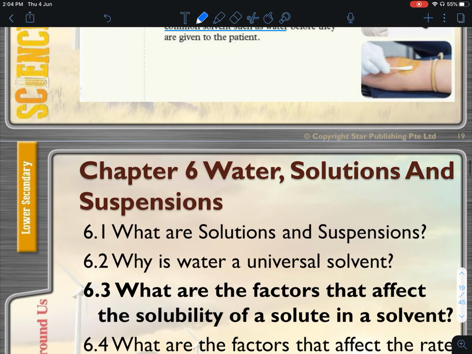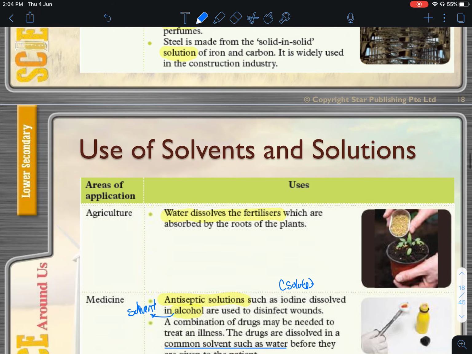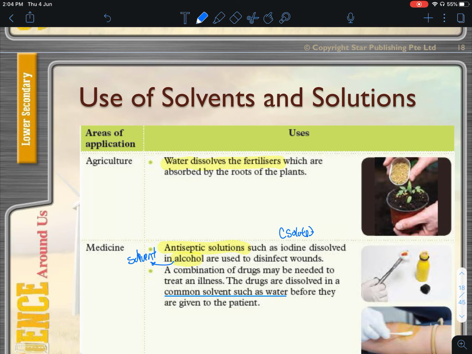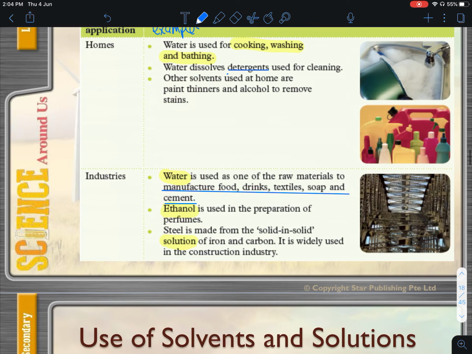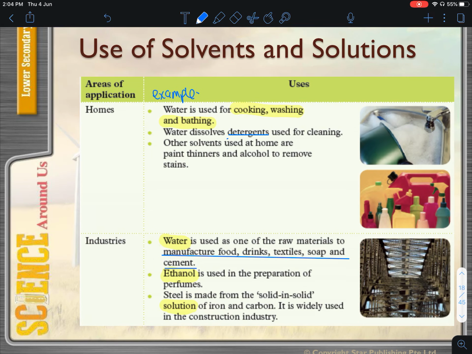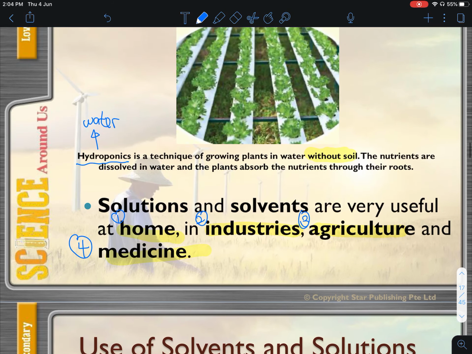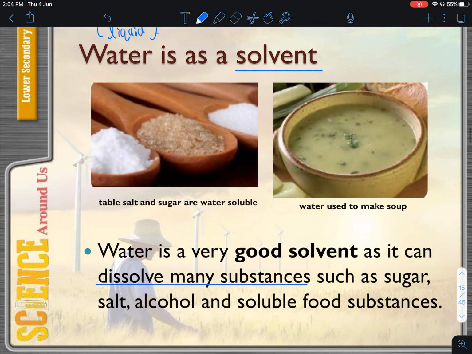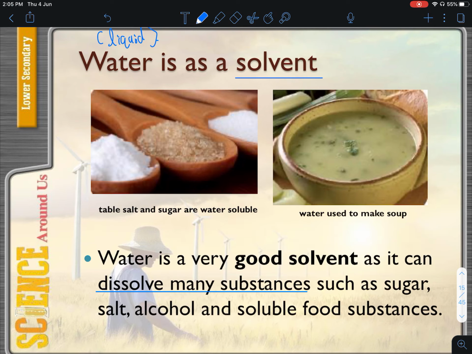Then in the previous segment, we talked about how water can be used in different environmental conditions. Like in medicine, you can use it to create medicine. You can use it to grow plants in agriculture. You can also use it to manufacture industrial materials in industries, and at home, where it is commonly used also. And of course, water is a very good solvent that can dissolve many substances such as sugar, salt, alcohol, and soluble food substances.